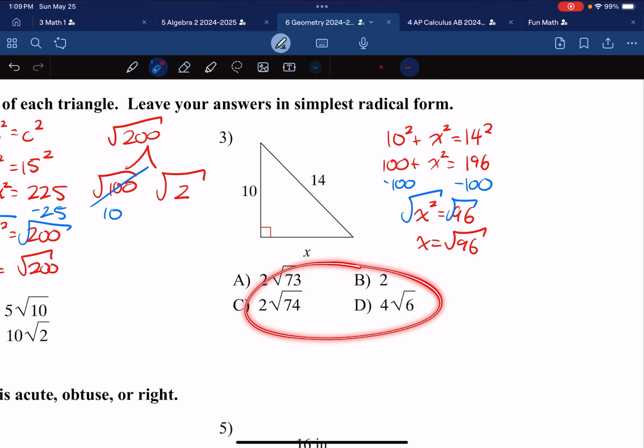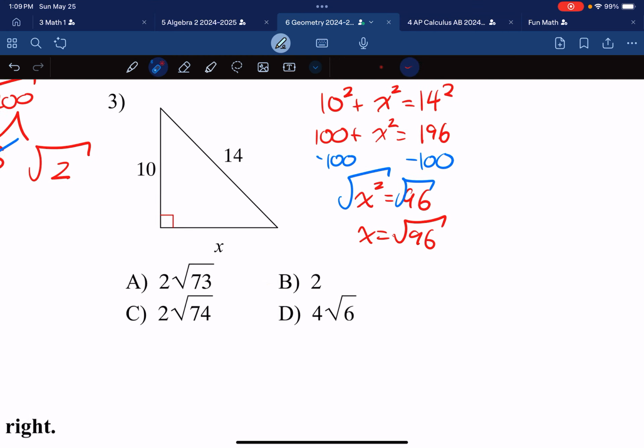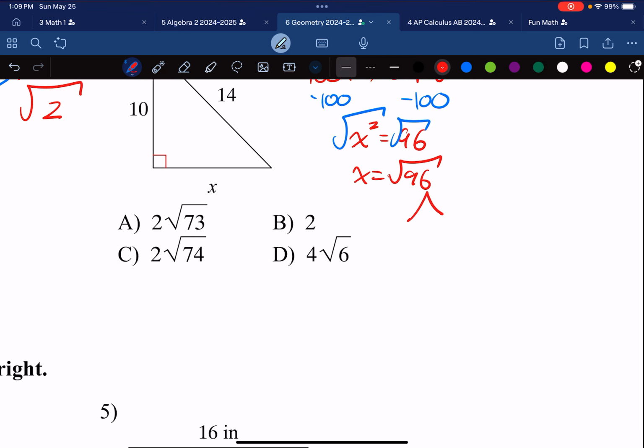Notice that the square root of 96 is nowhere down here because it's not in simplest radical form. We will do a factor tree on the square root of 96, looking for perfect squares.